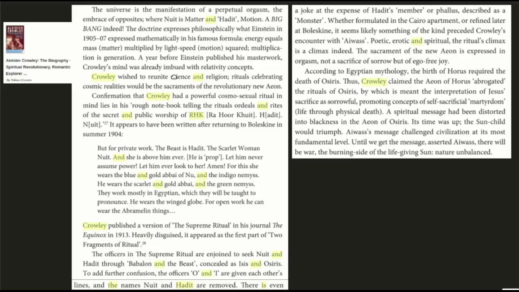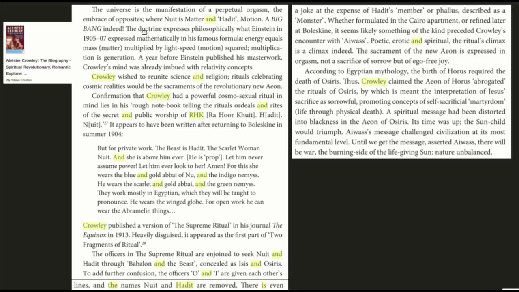Now, take a look. Let's read a little more here. We're going to take a look at this. This comes from Aleister Crowley, a biography, spiritual revolutionary, and so on. That's the name of the book. The universe is the manifestation of a perpetual orgasm, the embrace of opposites, where Nuit is matter, we just talked about that, and Hadit, motion, the going, the thing that's going to make it into stuff.